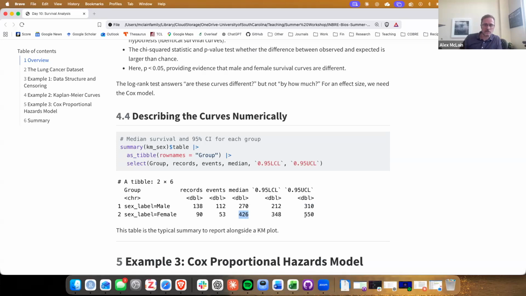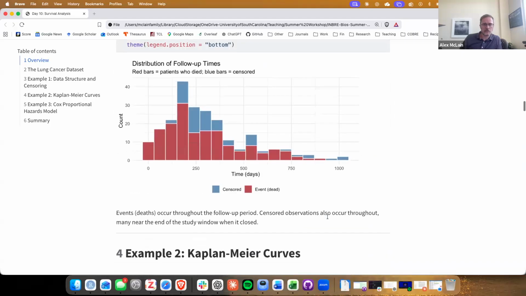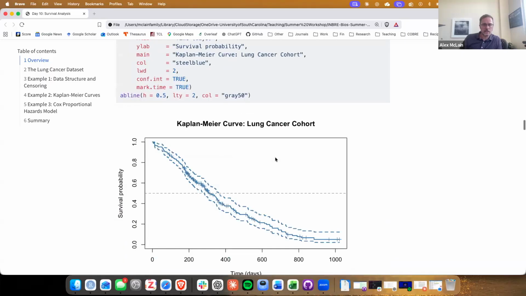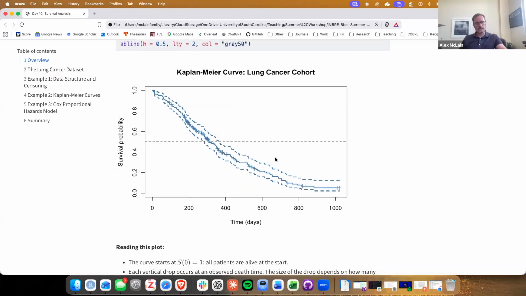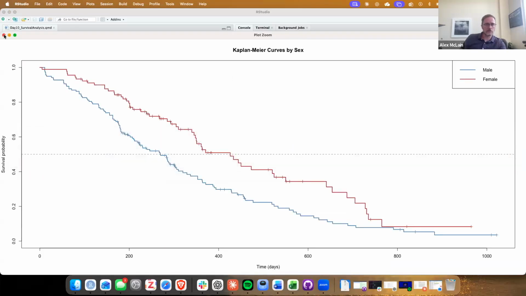And we have the confidence interval for these as well. We got this when we did the overall survival analysis. That told us, all right, median was 310 days. Confidence interval was 285 to 263. And we can actually see this on the survival curve. That'd be better if we do the larger one.